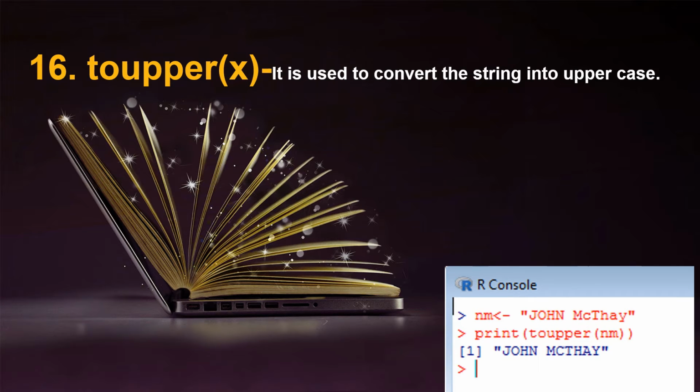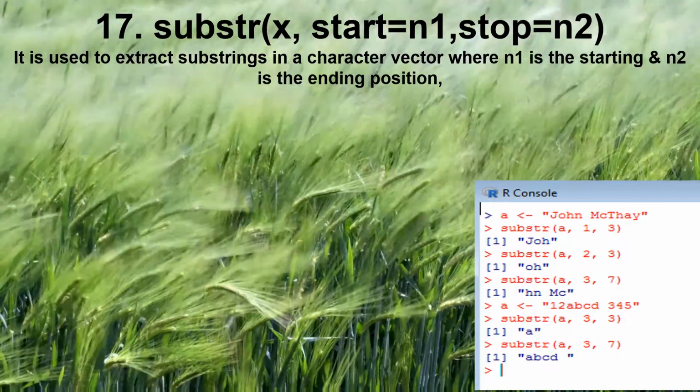The next function is toupper. Again, it is also a string function, and just the reverse of tolower. It will convert all string characters to upper case. I passed John Makati into the nm vector, where John is in capital letters and the rest is a combination of upper and lower, and I am printing it to see that all characters are in uppercase.